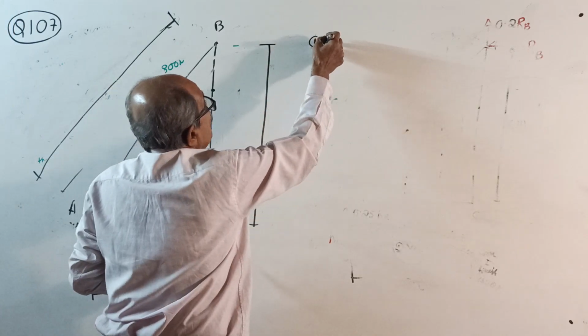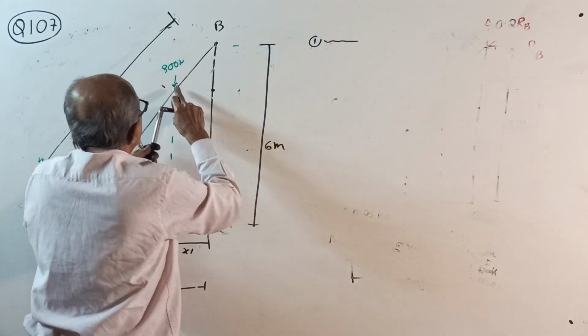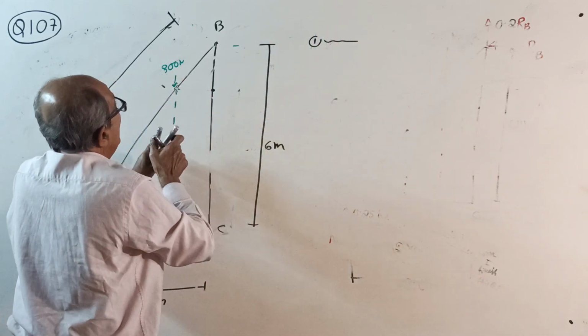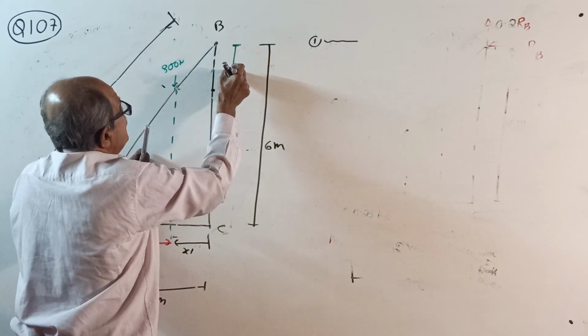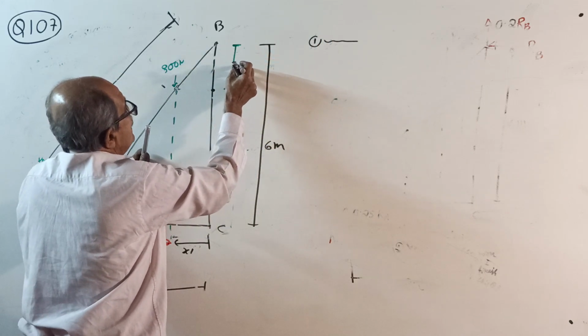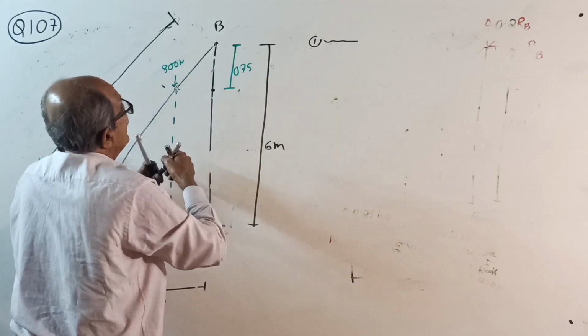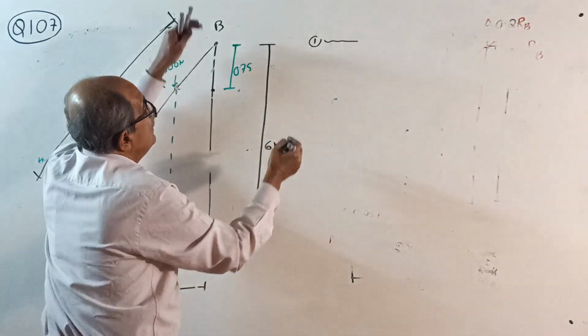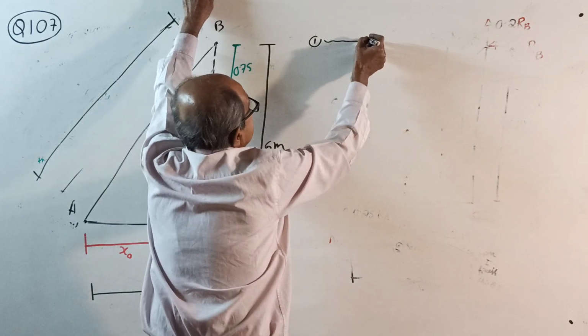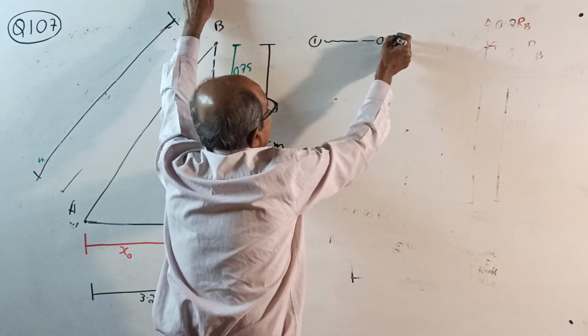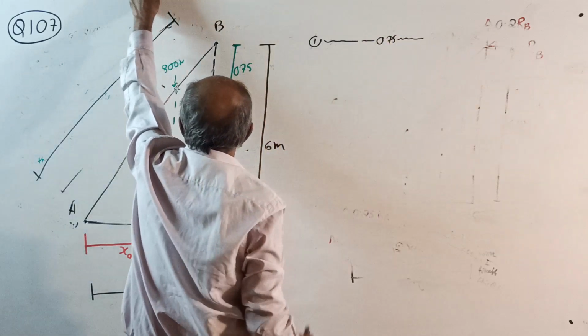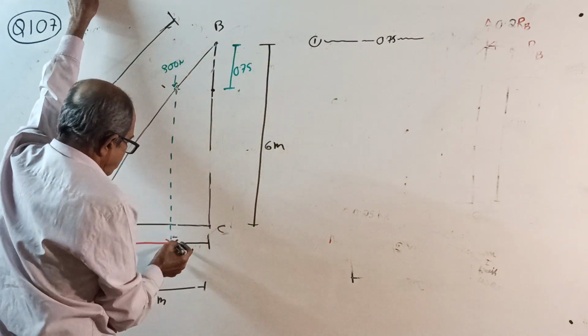Suppose in the question they gave, the person is standing at 0.75 meter below the top of the ladder. Once again I am doing 0.75 right here. He is standing at 0.75 meter below the top of the ladder. Okay, then we want this distance.